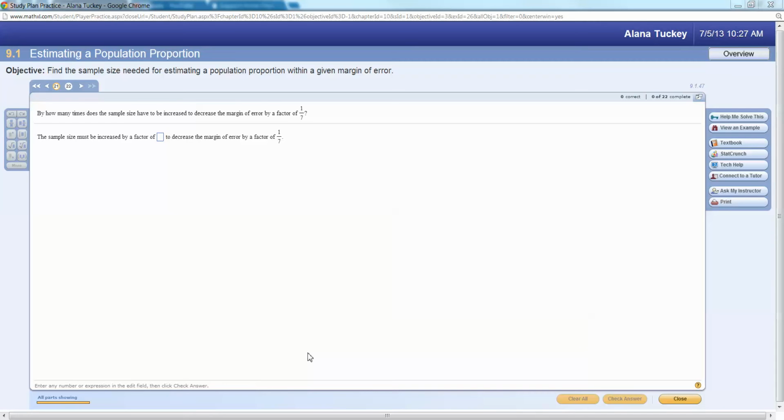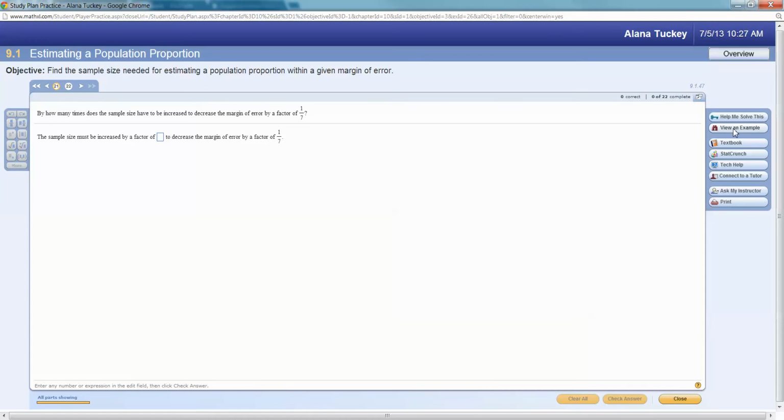Hello there, it's Alana, and I'm here to help you with 9.1 number 47, which is actually not really a hard problem. It's just kind of tricky because you have to think about it in a different way. Of course, in statistics, we're always trying to apply what we know to a new situation, a novel condition, and that's what we're going to do in this problem.